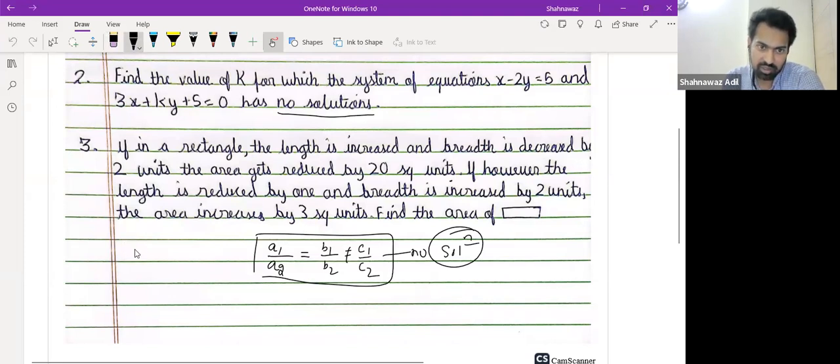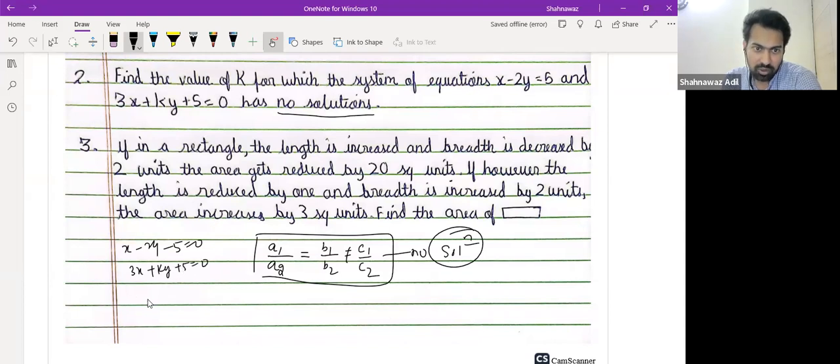So let me write it in the general form first. This is 0 and 3x plus 3y plus 5 is 0. A1 is, you said, 1. And B1 is minus 2. C1 is minus 5. And A2 is 3. And B2 is K.